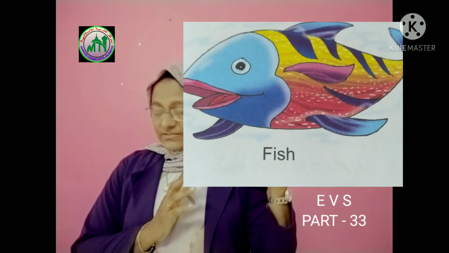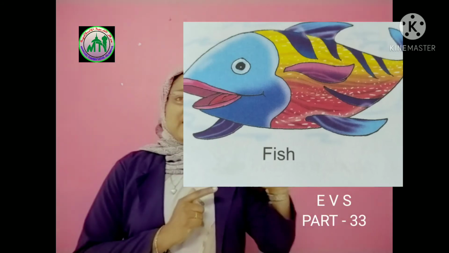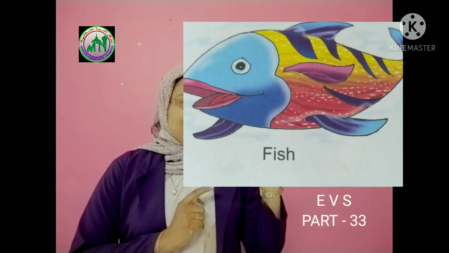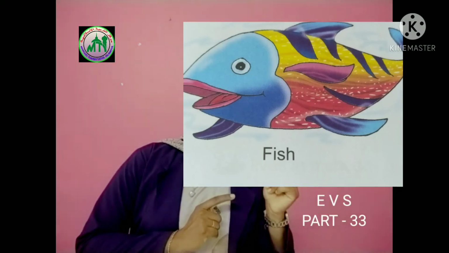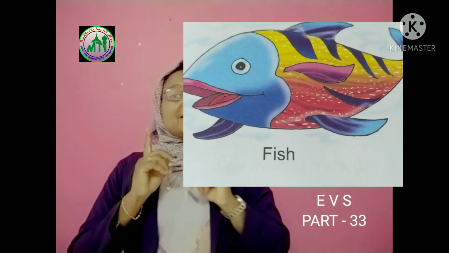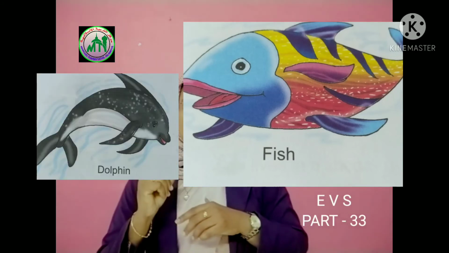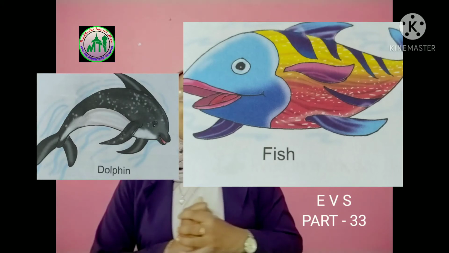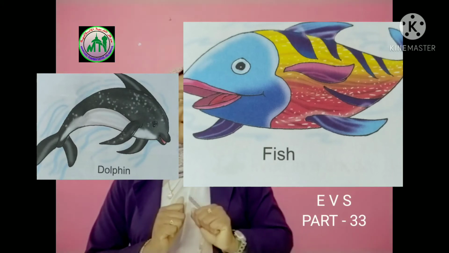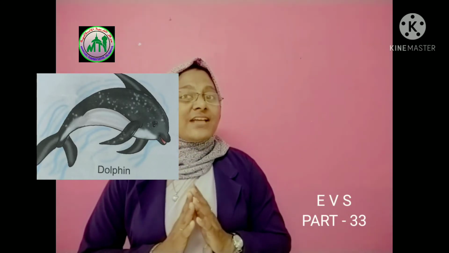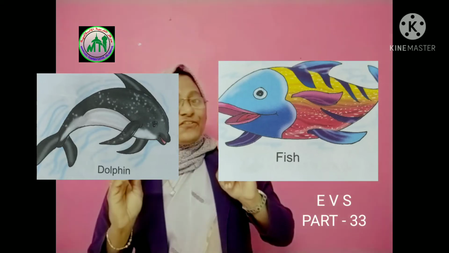What is the name of this water animal? Yes, fish. This is a fish. Then, which water animal is this? Yes, dolphin. Dolphin is a friendly fish, a dancing fish. Next, which water animal is this?